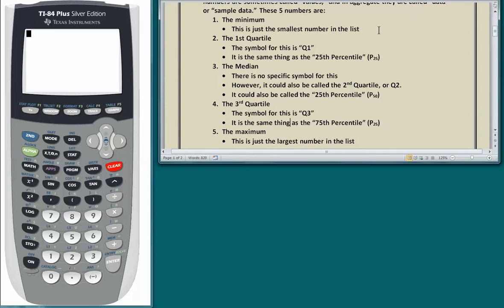Let me just review a couple of these things quickly. The notation for percentile is P with a subscript for whichever percentile you're talking about. This one is the 25th percentile, which is Q1. This one is the 50th percentile, which is the median, also known as Q2. And this is the 75th percentile, also known as Q3.